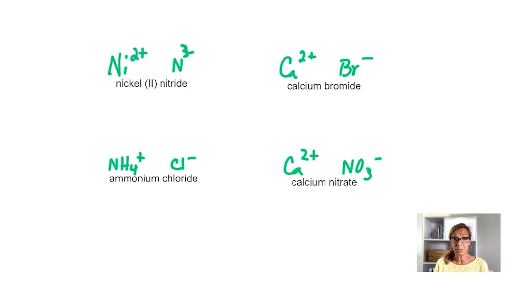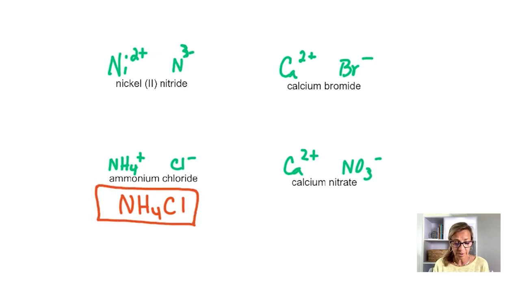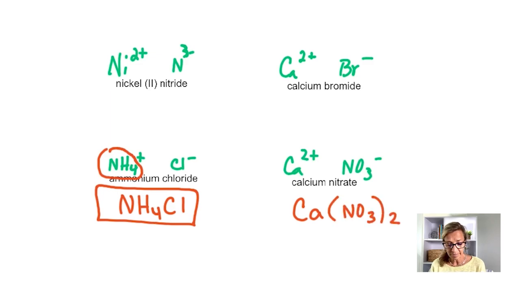Ammonium chloride, +1, -1. Well, that's easy. I need 1 ammonium and 1 chloride. Make sure you don't drop that 4 right there, because guess what? That whole thing right there, that is ammonium. It's a nitrogen with 4 hydrogens bonded to it. So that's ammonium chloride. All right, calcium nitrate looks pretty easy. I've got 1 calcium, and I need 2 nitrates to get a total of 0.